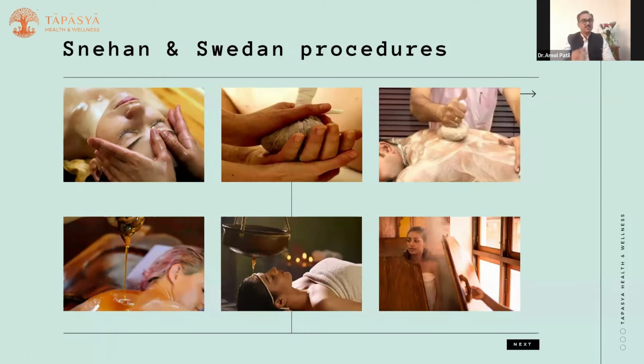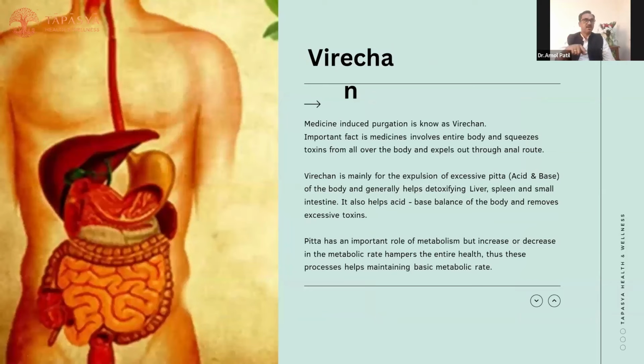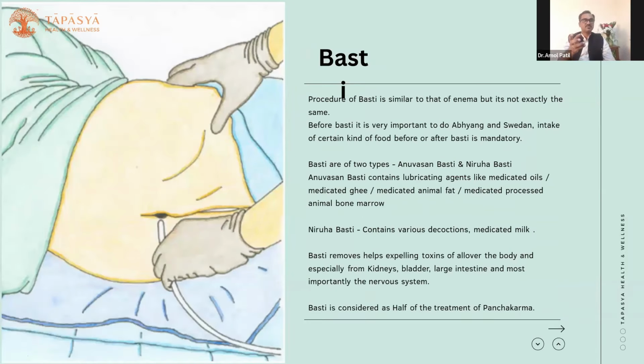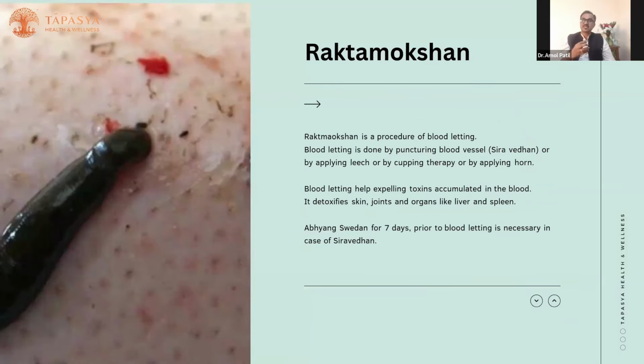And then, as I mentioned, these toxins are removed either by inducing vomiting, or by inducing purgation, that is virechana, then by basti, that is giving enema, or by nasya, by instillation of some oils into the nostrils, or rakta mokshana, that is bloodletting. So these are the 5 important Panchakarma or detoxification processes around which those other external therapies, like massage and the hot fermentation, revolve.